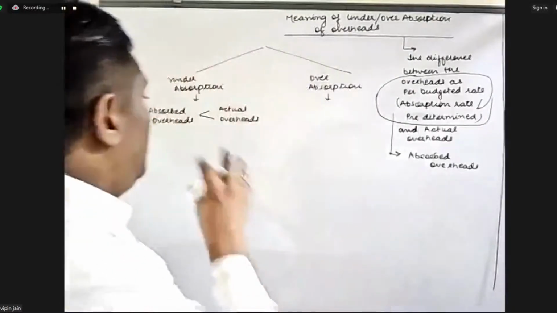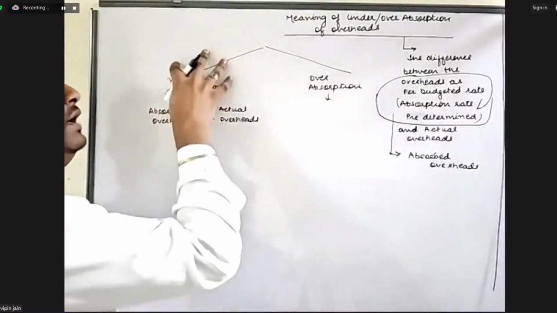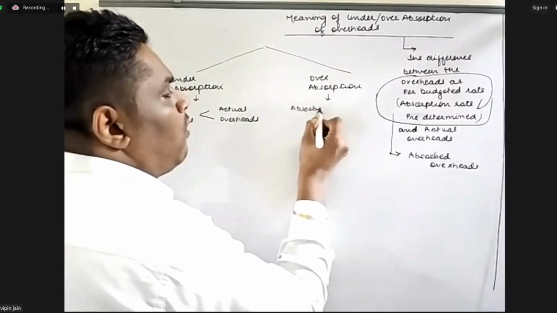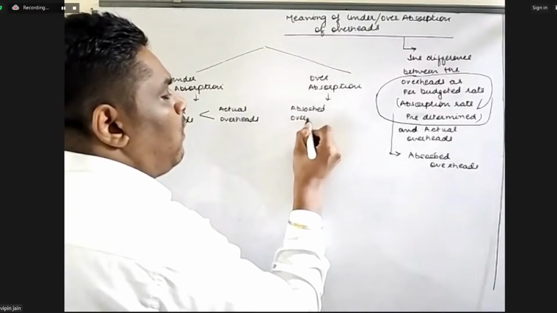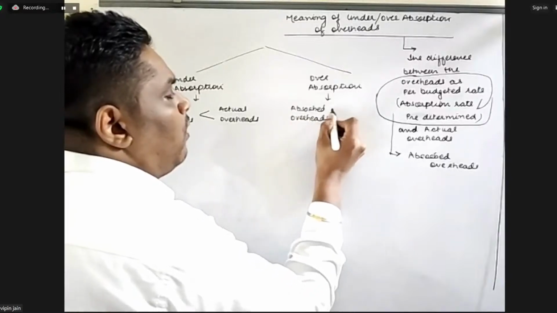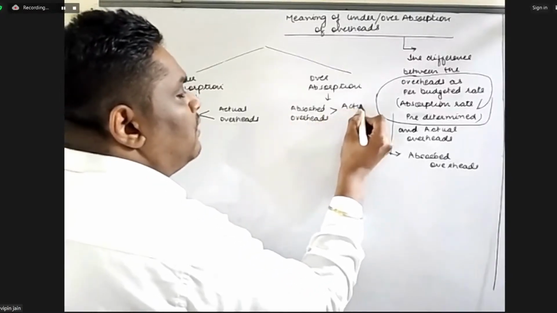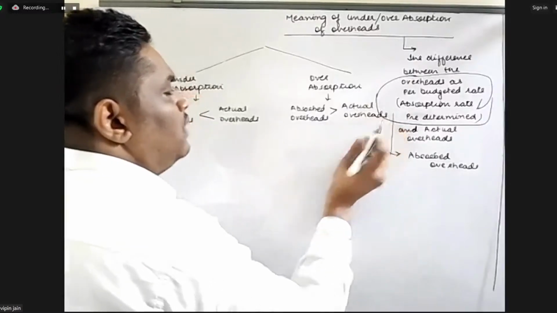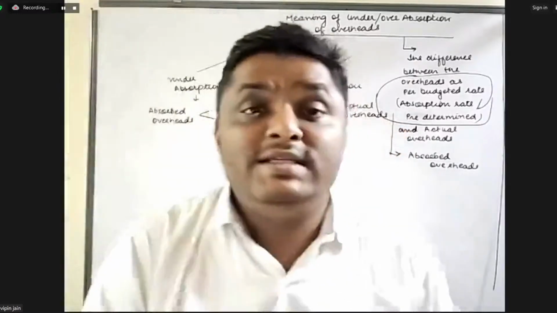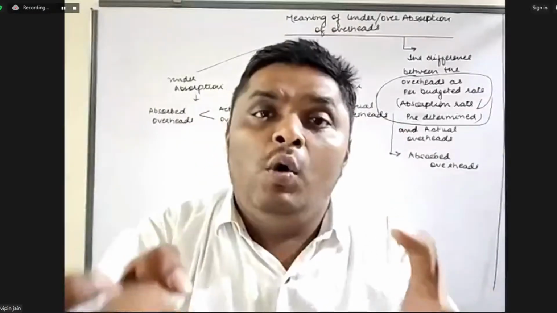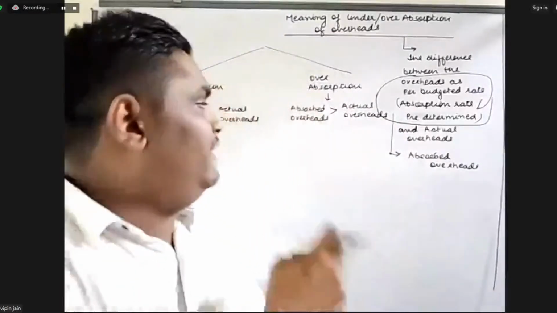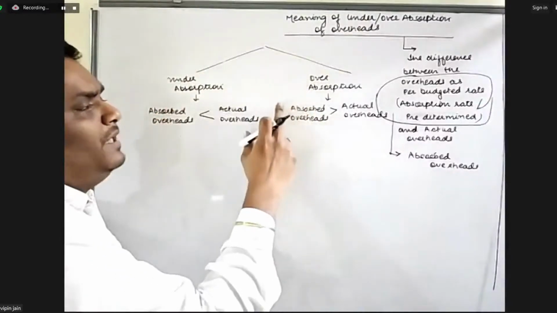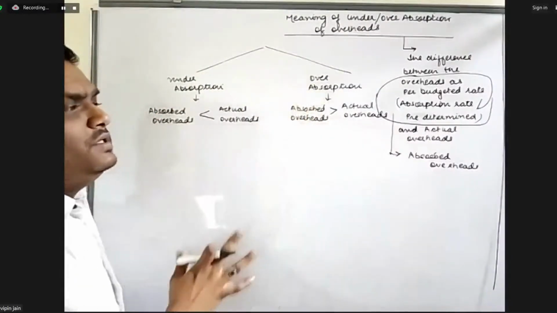Under absorb means if absorbed overheads are less, then it is under absorption. If absorbed overheads are more than actual overheads, it is what we call over absorption. So the name itself says under absorption means overheads absorbed are less. If overhead absorbed is more, then it is over absorption.